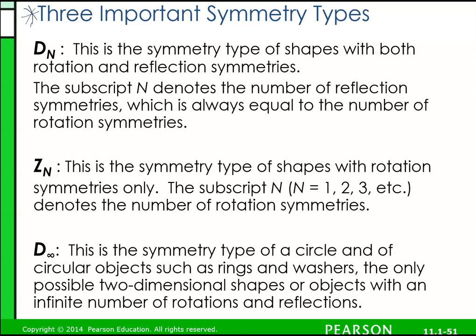Z sub n is the symmetry type of shapes with rotation only. Here we have both. Here we have rotation only. The subscript n denotes the number of rotation symmetries. D infinity is the symmetry type of a circle and of circular objects such as rings and washers, the only possible two-dimensional shapes or objects with an infinite number of rotations and reflections.